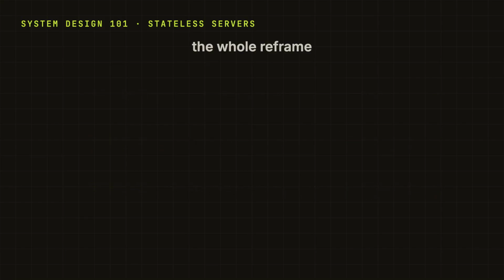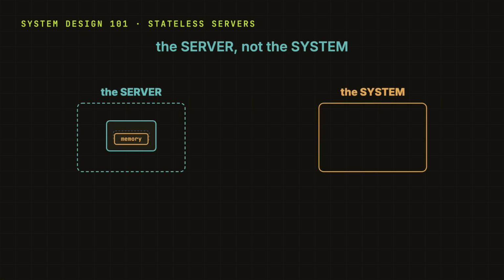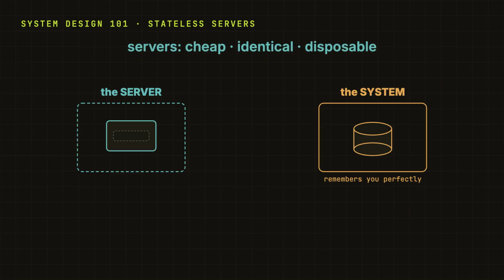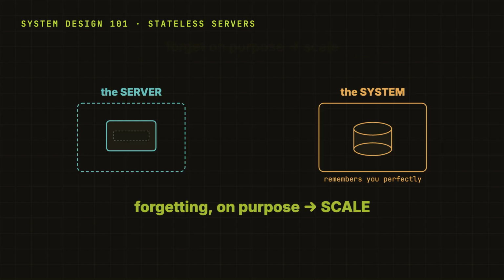So that is the whole reframe. Stateless was never about the app having no memory. It is a property of the server, not the system. The system remembers you perfectly. The memory just moved to a place built to hold it. So the servers themselves could become cheap, identical, and disposable. Forgetting on purpose is what lets you scale.